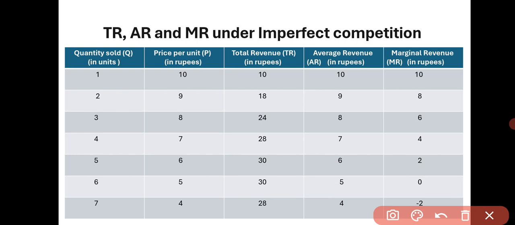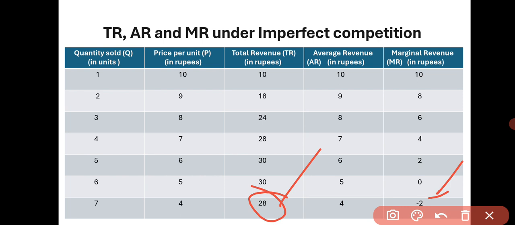After that, you see, when marginal revenue becomes negative, minus 2, total revenue starts falling. Total revenue decreases from 30 to 28. So, why does total revenue decrease? Because marginal revenue becomes negative.